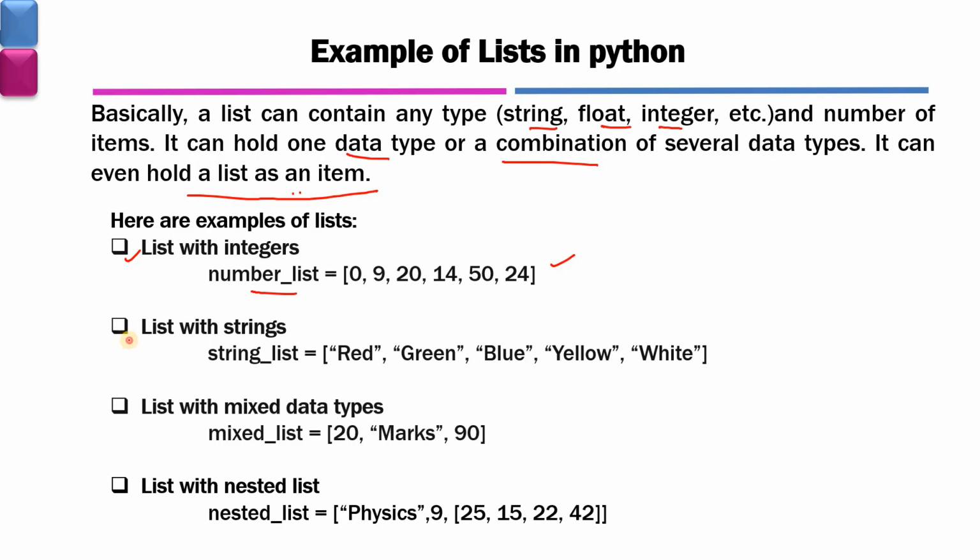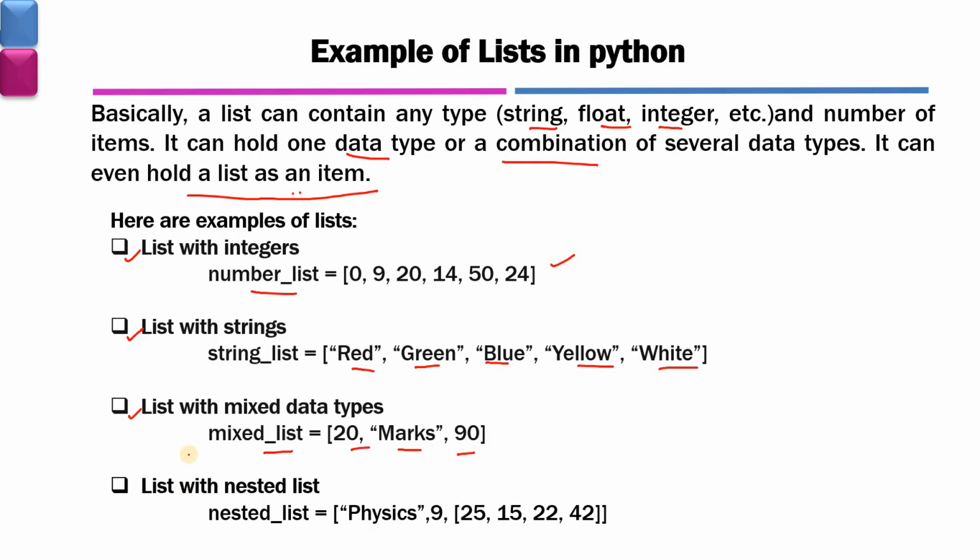Suppose I want to create a list with only strings. Then I will give a name to that list as string list, suppose, and I'll write red, green, blue, yellow, white, these strings, and they are all separated by comma and enclosed within square brackets. That is list with string. As I told you, list can contain mixed data types. So I have given the name as mixed list equal to 20, marks, 90.